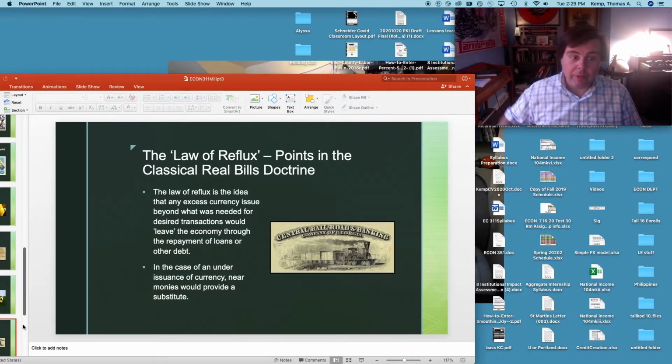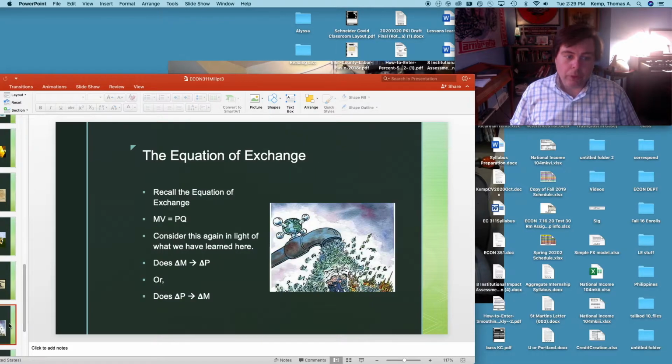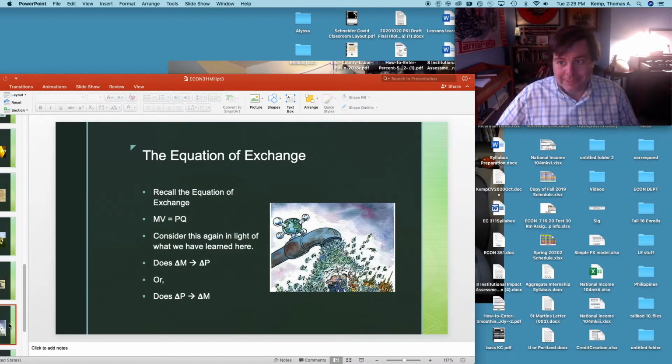So now that we have some working understanding of the banking school's approach, we can start putting these two ideas together and comparing them in a very simple framework that we call the equation of exchange. So the equation of exchange, which we've discussed in previous videos.